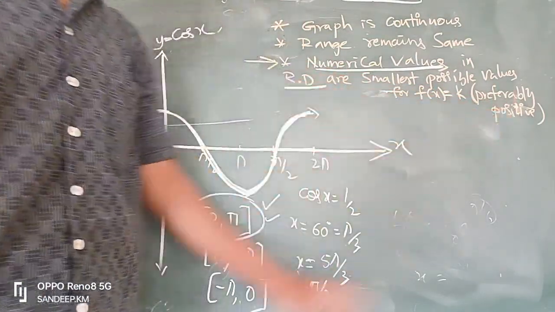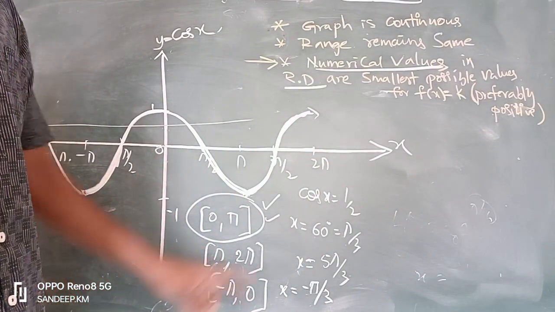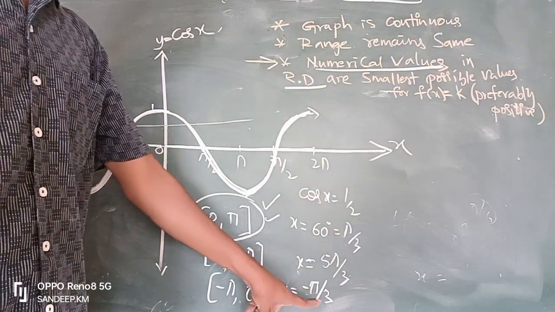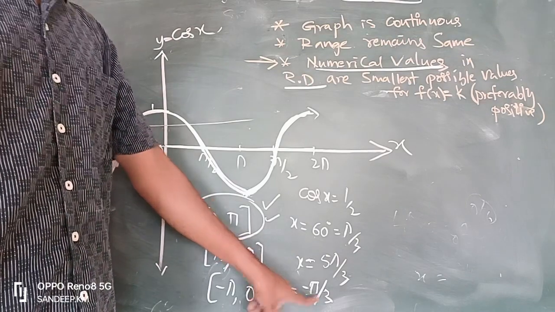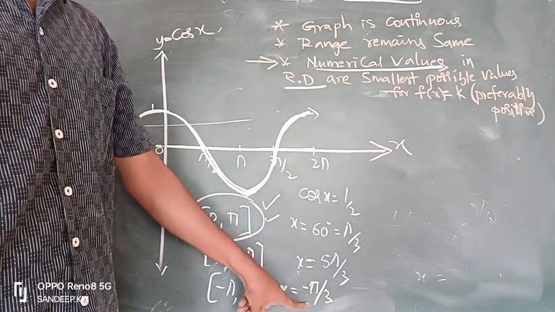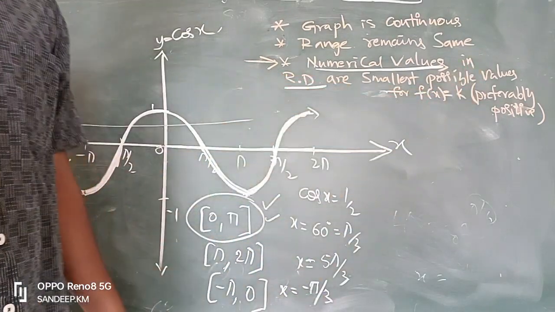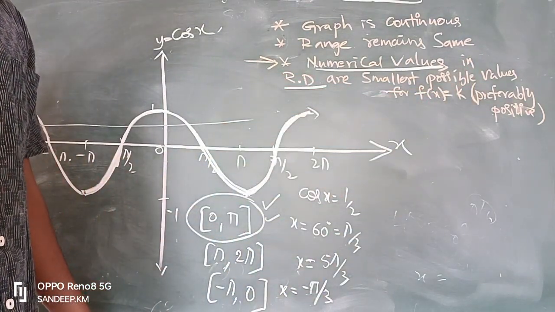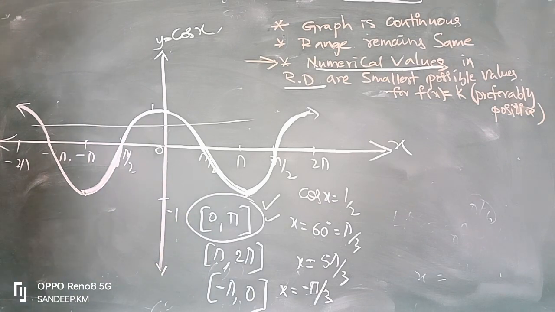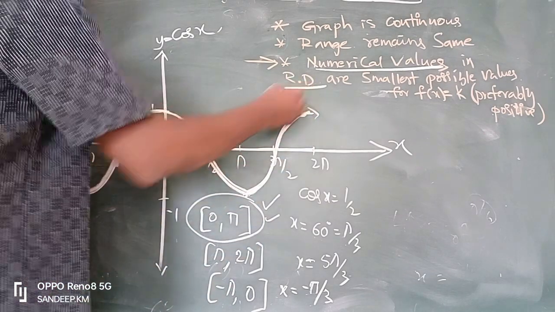I also told you in brackets, preferably positive. Here the numerical value is pi by 3, here also it is pi by 3, but why I am choosing plus pi by 3 instead of minus pi by 3 means, our choice will be preferably positive. So therefore the restricted domain of cos x will be 0 to pi.